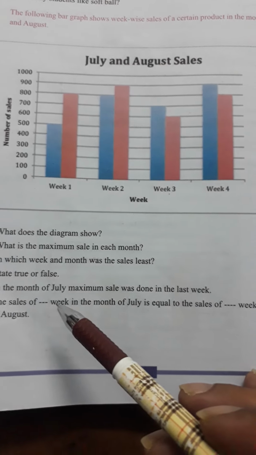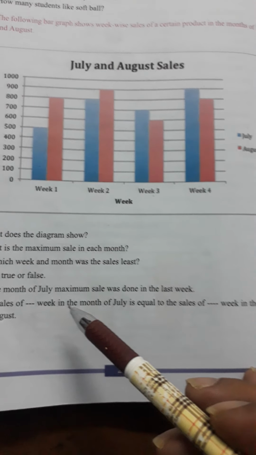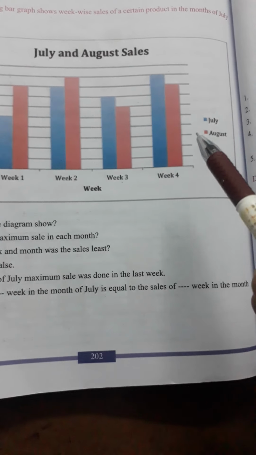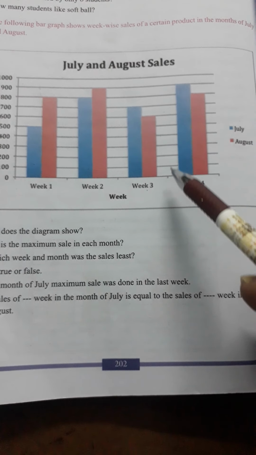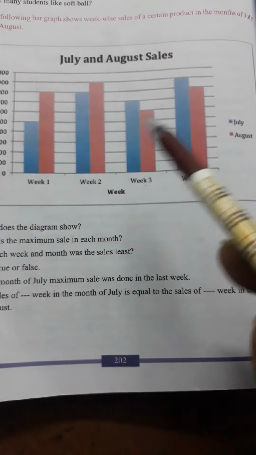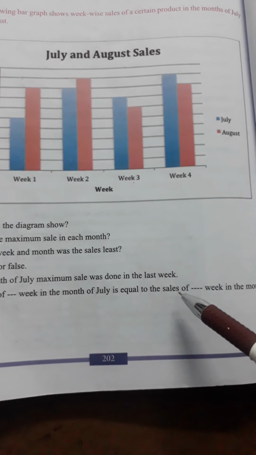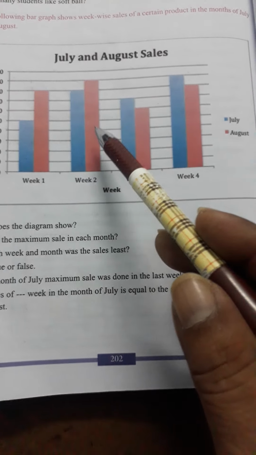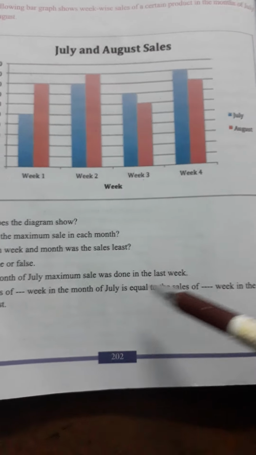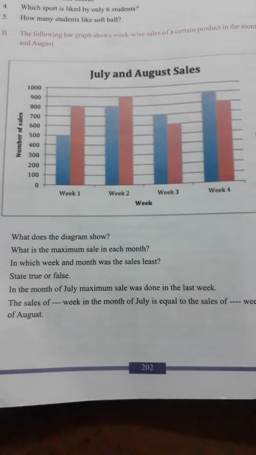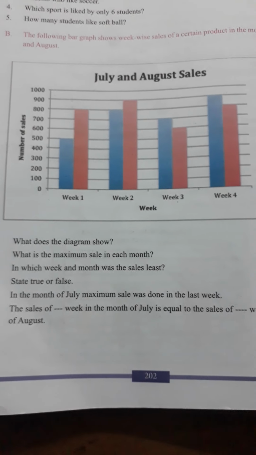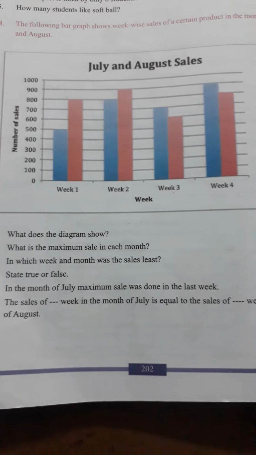The sales of last week, I think, here first of all, July is given. The sales of fourth week in the month of July is equal to the sales of second week in the month of August. So here fourth week, here second week. This is second bar graph. Is it clear? So if you don't understand, repeat that video and listen again.